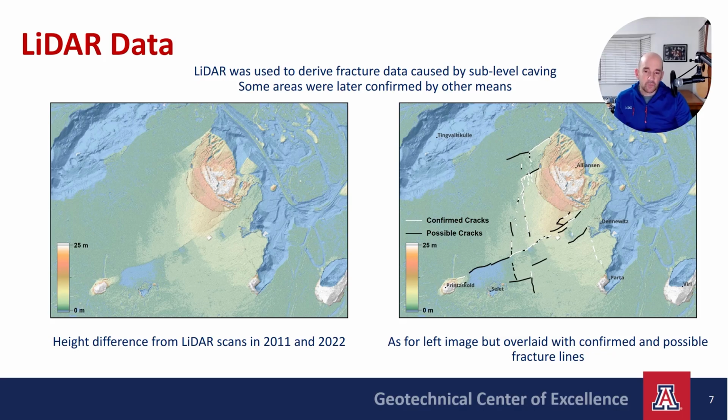So if we take this difference, we can draw on these lines. The white ones are confirmed fractures and the black ones are possible fractures. And later on, we're going to compare the InSAR data with these fractures to see how well we can recover this. Because if we have displacement which is abruptly different, that should show up in the InSAR, we would hope.